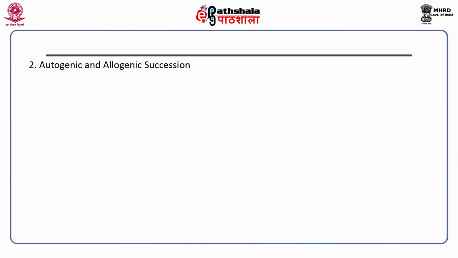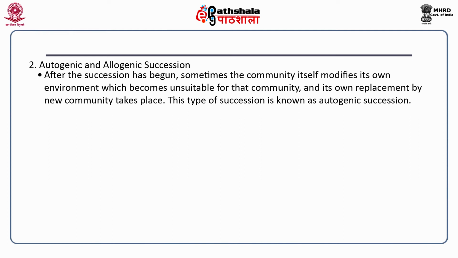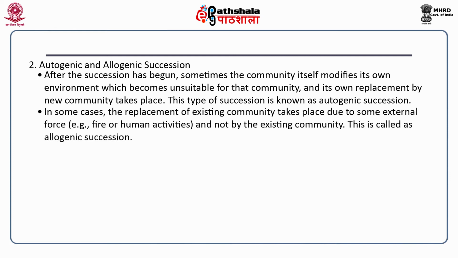Autogenic and allogenic succession. After the succession has begun, sometimes the community itself modifies its own environment, which becomes unsuitable for that community, and its own replacement by a new community takes place. This type of succession is known as autogenic succession. In some cases, the replacement of the existing community takes place due to some external forces, for example fire or human activities, and not by the existing community. This is called allogenic succession.